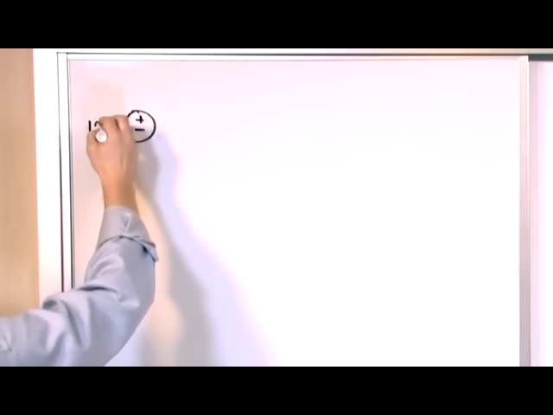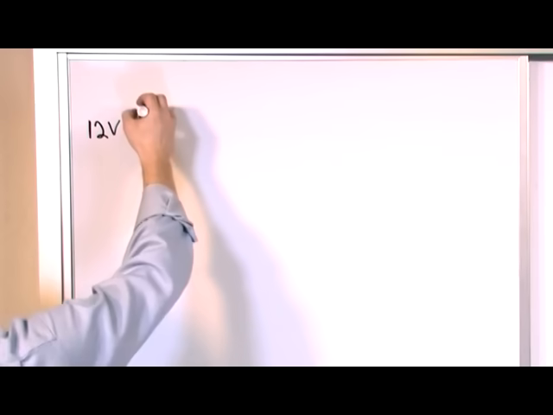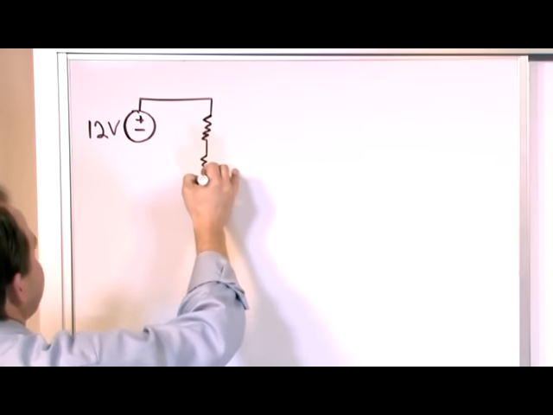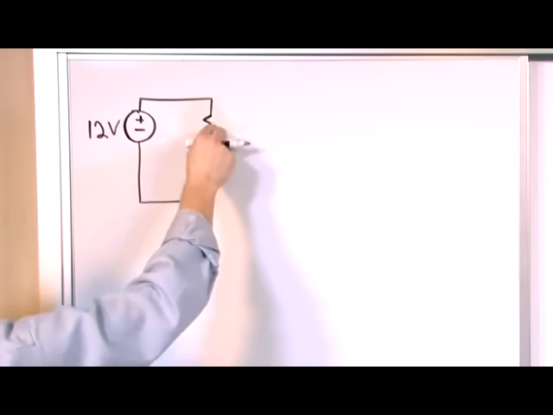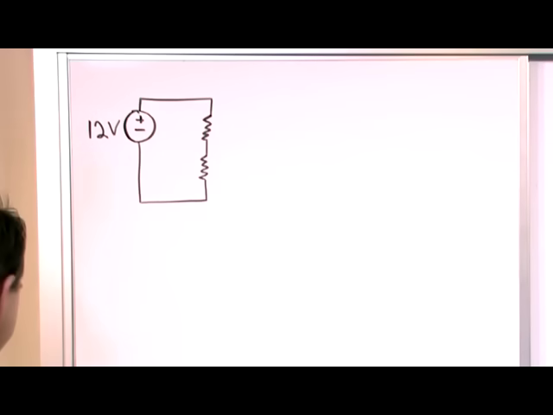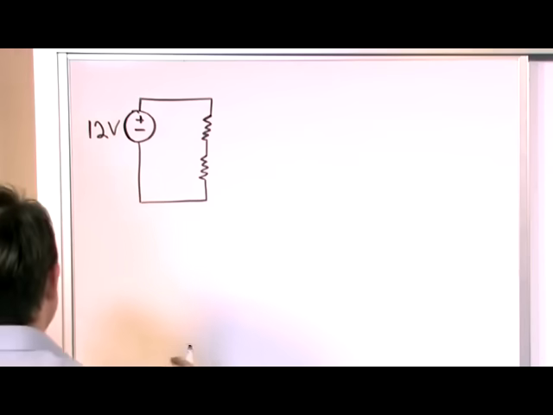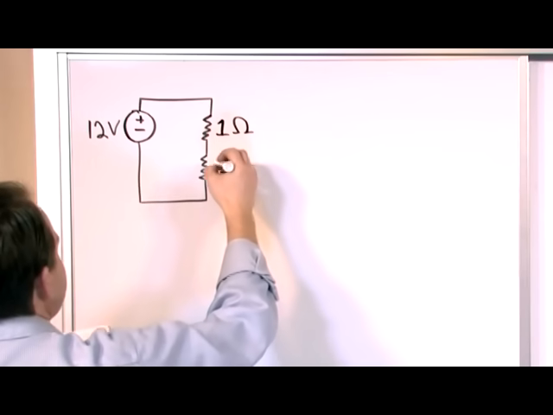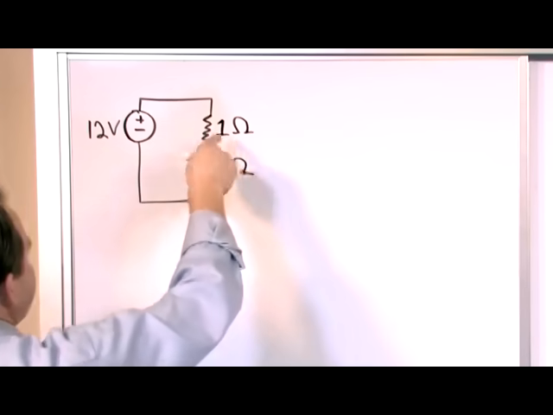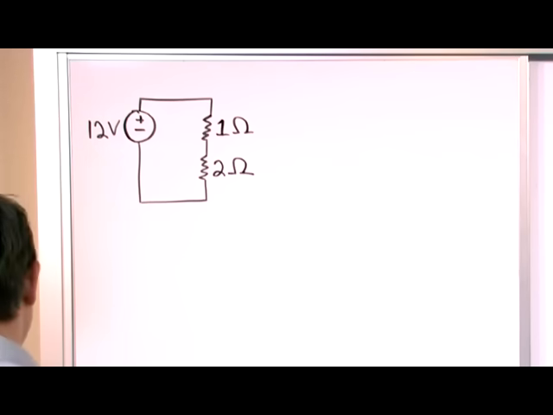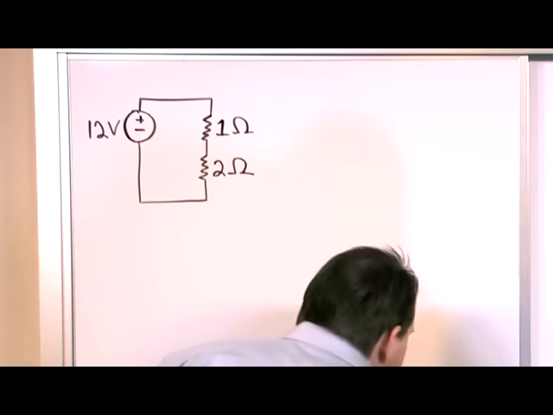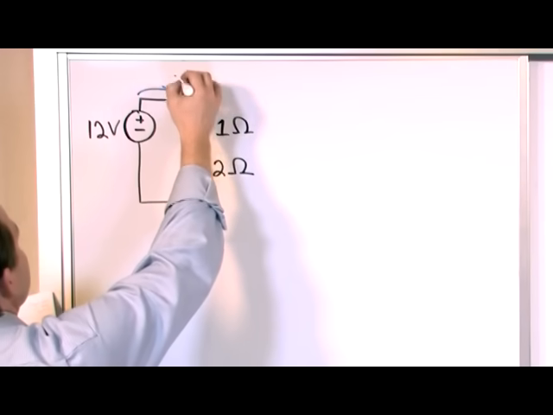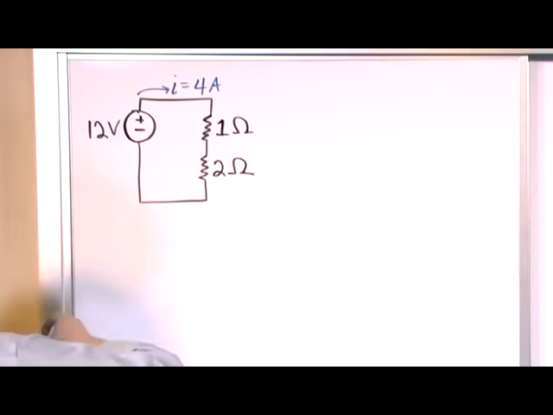So let's say we have a 12-volt source, and this source is connected to a resistor here and also another resistor in series with it. We call this in series when something is just one after another like that. We know, because we bought these resistors, that this is a 1 ohm resistor, and this resistor is a 2 ohm resistor. So we have 1 ohm in series with 2 ohms. And we also know, just because we happen to measure, let's say, that the current going through the circuit is 4 amps.